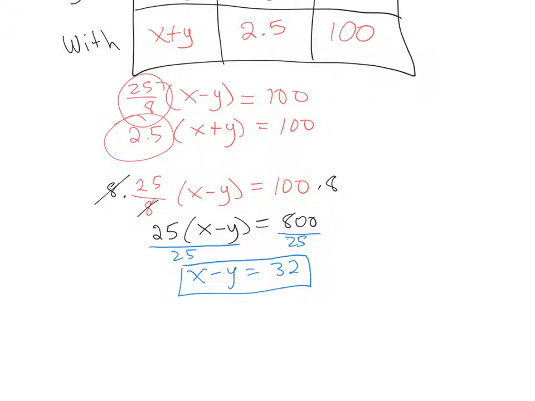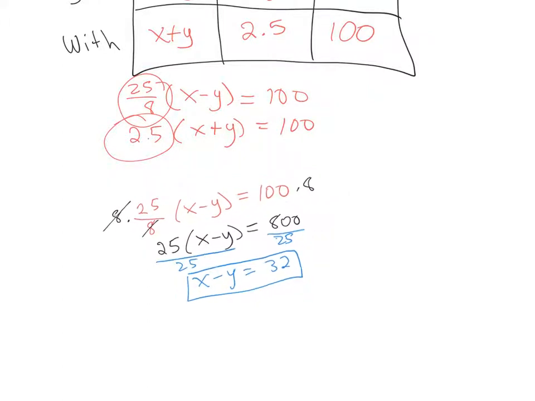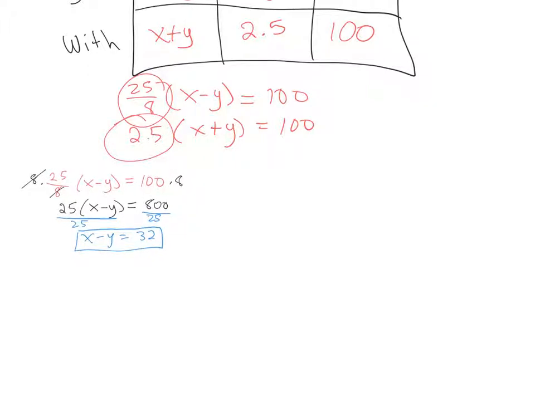Notice this is going to be much easier to work with. Now let's take a look at our second equation. Let me move that guy out of the way. Our second equation was 2.5 times x plus y, and that equals 100. In this case, same thing, we're going to divide both sides by 2.5.